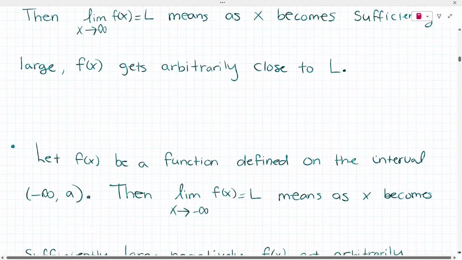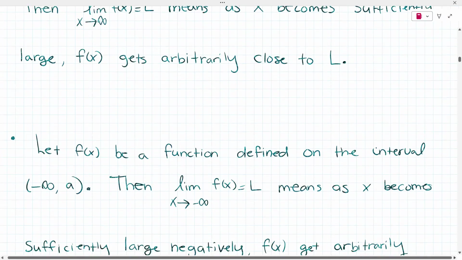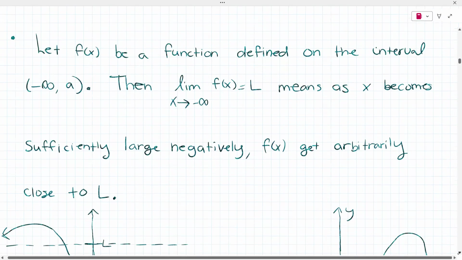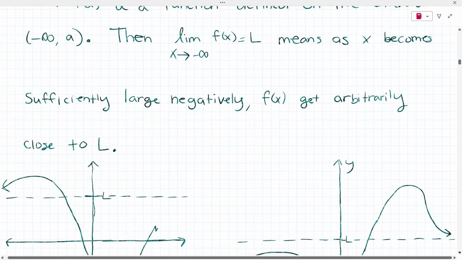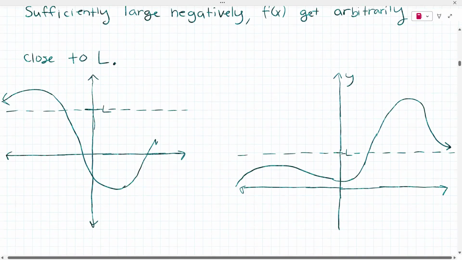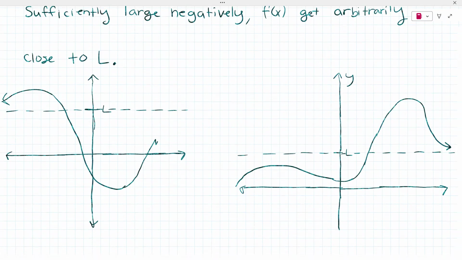Okay, so let f of x be a function defined on the interval from negative infinity to a. Then the limit as x approaches negative infinity of f of x equals L means as x becomes sufficiently large negative, f of x gets arbitrarily close to the limit. If you look at this graph, it never touches the limit, the horizontal asymptote. It gets really close, but never touches it.